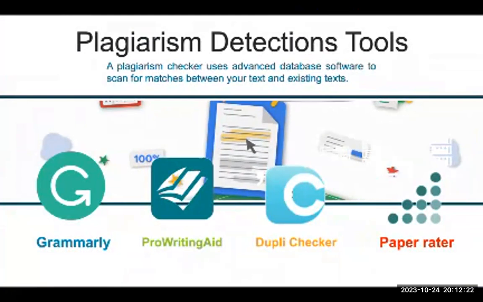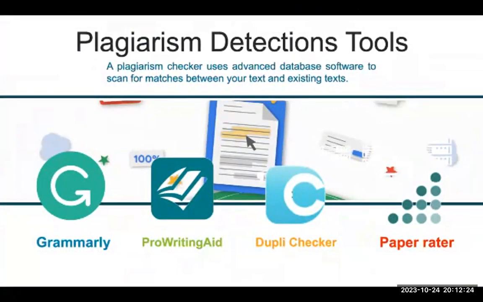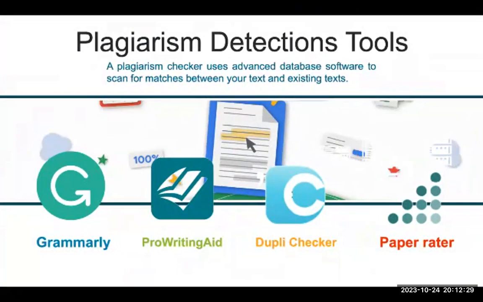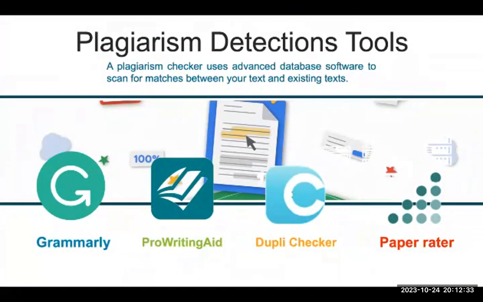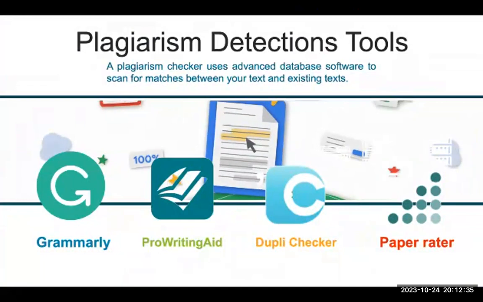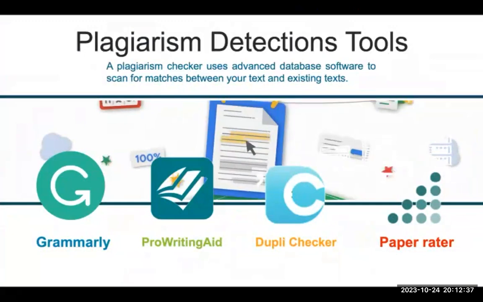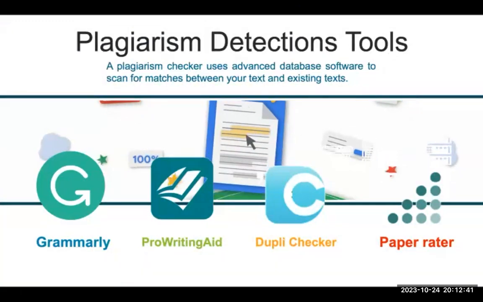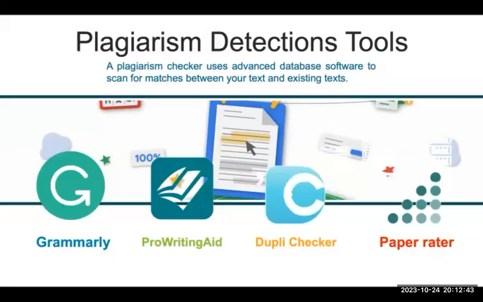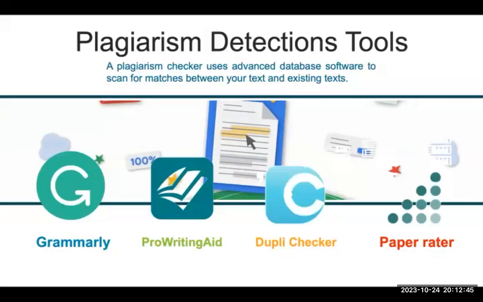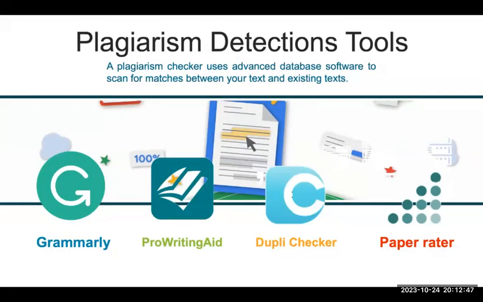So there are different types of software available. You can go ahead with Grammarly, which is one of the paid software that can help you recognize plagiarized work. Pro Writing Aid, Dupli Checker, and Paper Rater. But remember, the basic versions are free, but the free versions sometimes cannot give you exact and accurate results, so you have to go with the paid version.